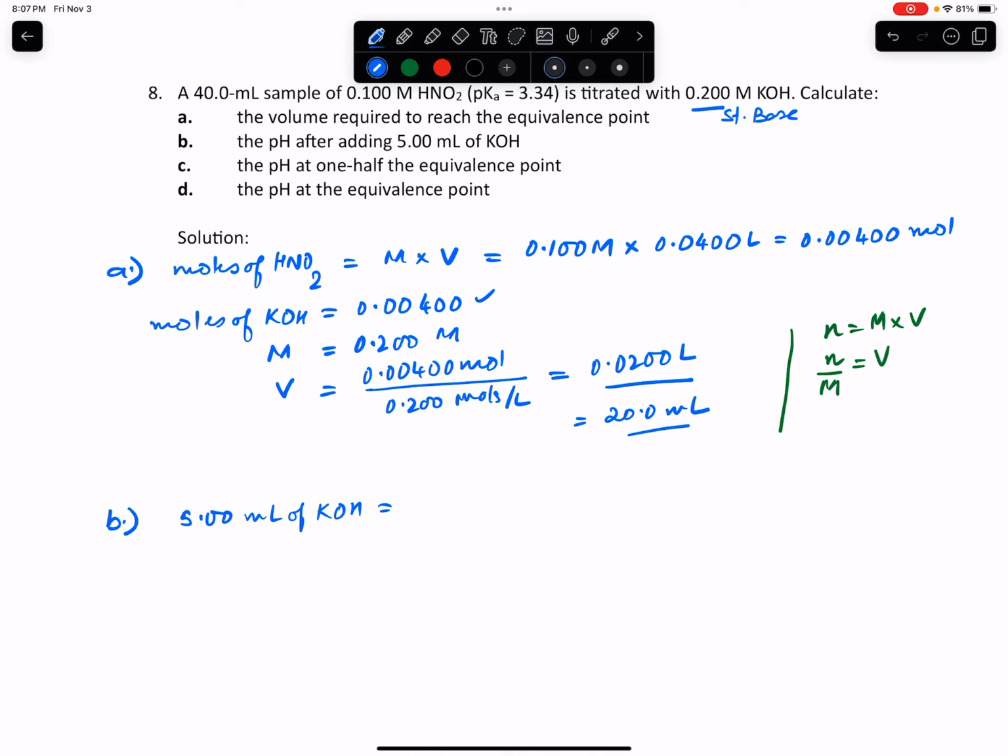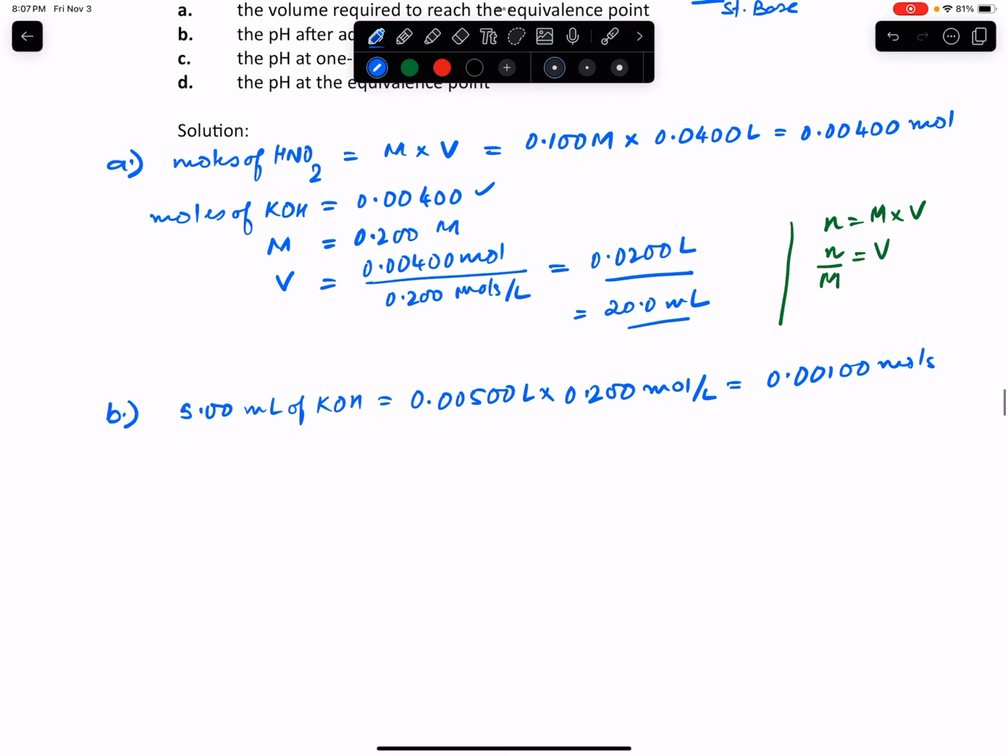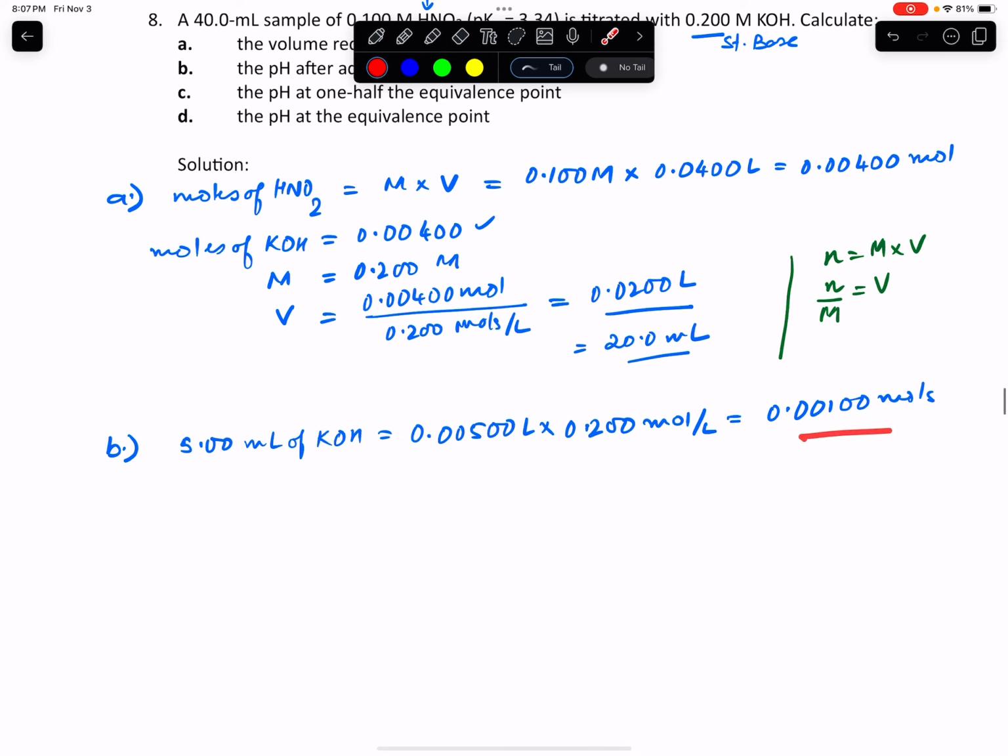the volume, which is 0.00500 liters, times the molarity, which is 0.200 moles per liter, and that is equal to 0.00100 moles. Now we know that this many moles has been added.